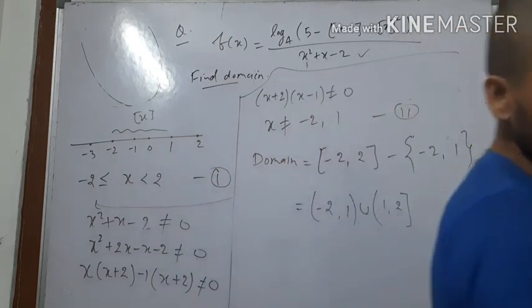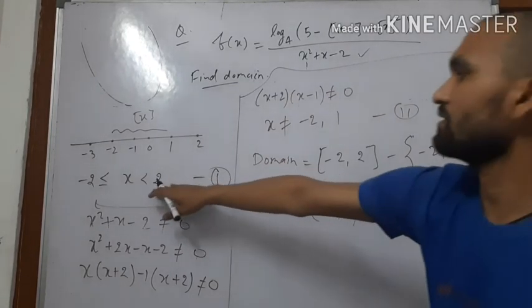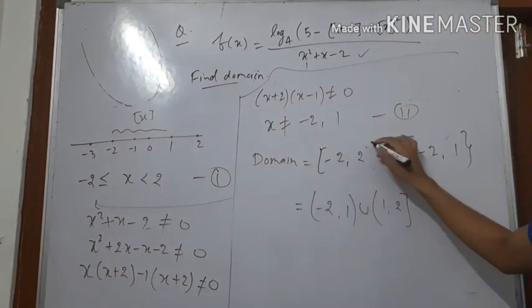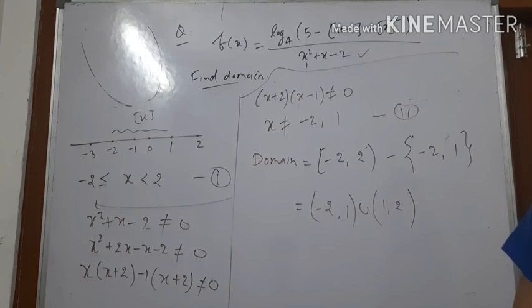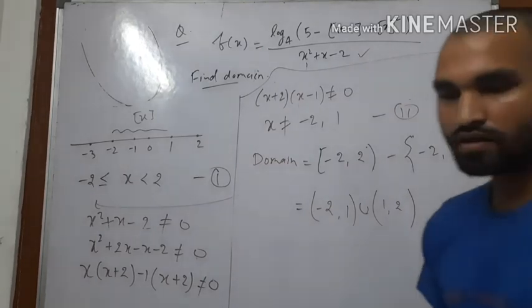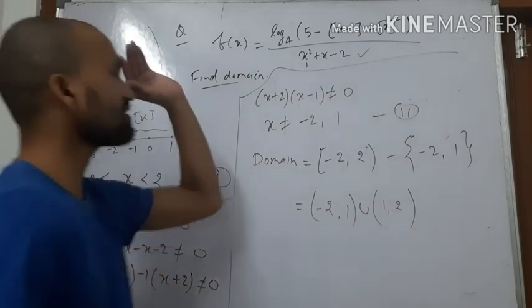This is our final result. Is 2 included or not? This 2 is not included, so here is an open interval, and now here will also be an open interval. -2 to 1 union 1 to 2. So it is our final result of the domain for this function.